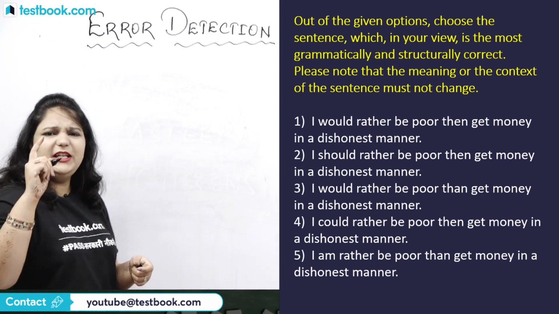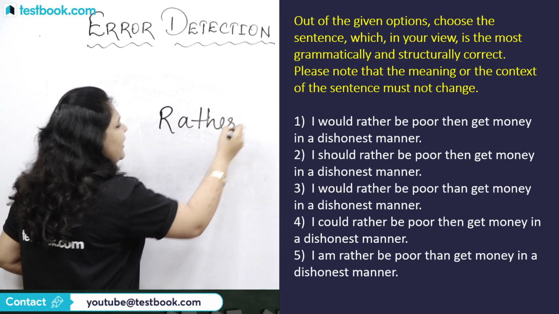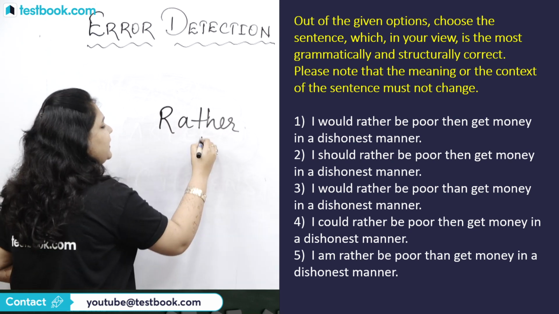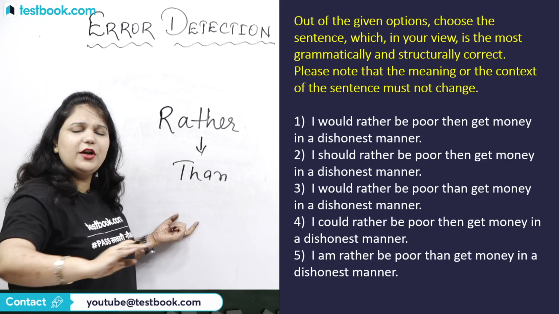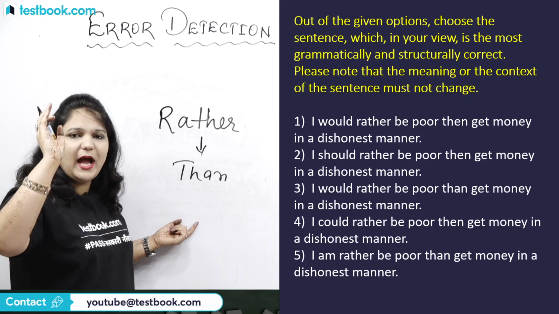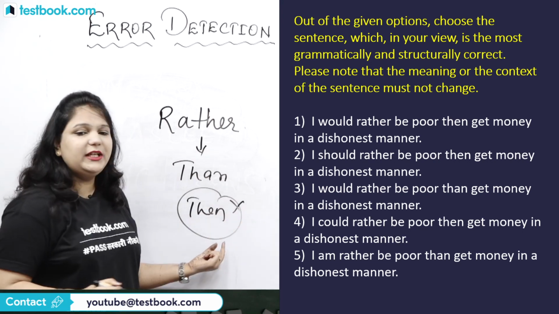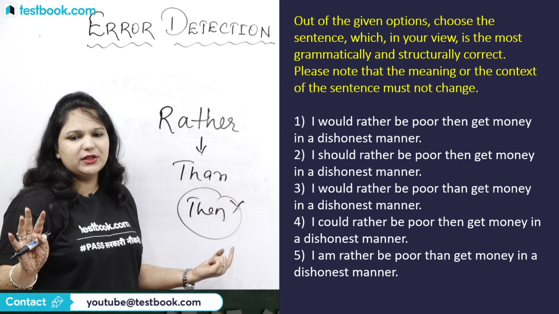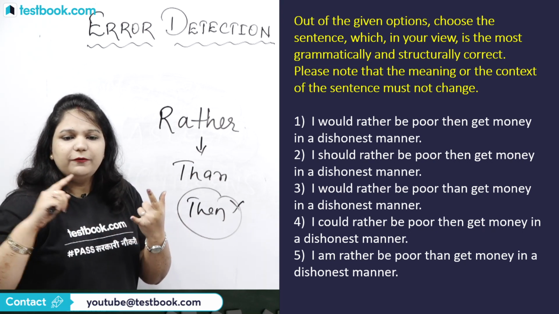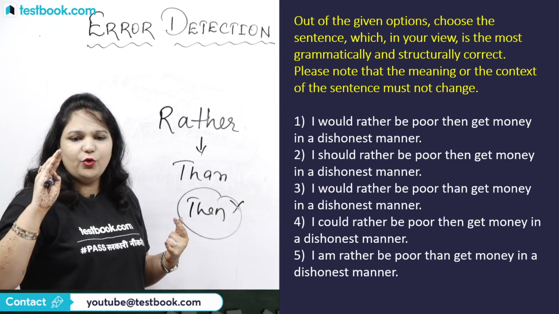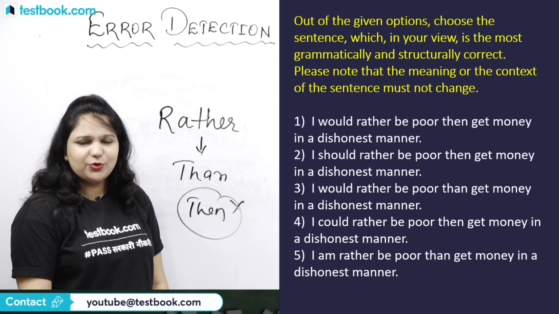Fine. There's a very easy conjunction pair which has been used here, guys. We know whenever we are using rather, it is backed by than. Rather than. So first of all, remove all the options where you have used THEN. So option 1 gets eliminated, 2 gets eliminated, 4 gets eliminated, right? So we have only option 2 and 5. And I don't think it would be difficult to choose between them.